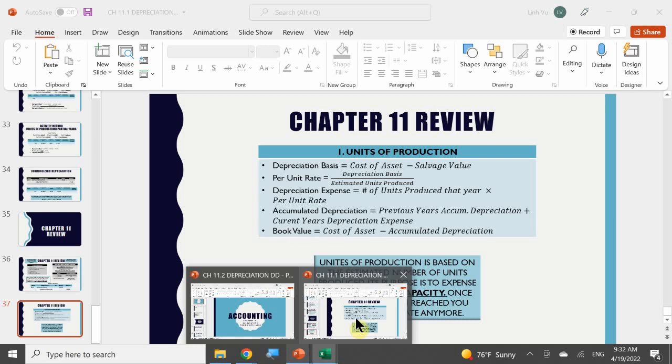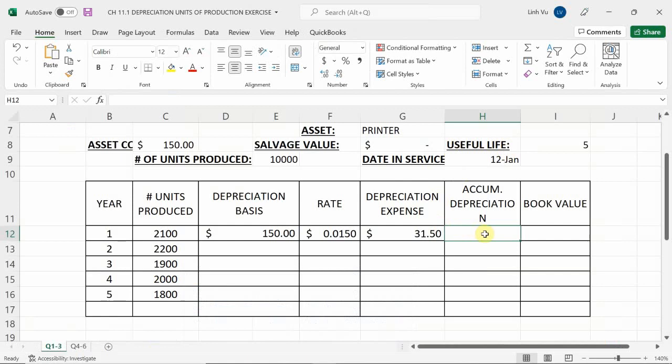Previous year's accumulated depreciation plus current year's depreciation expense. So in this case, do I have a previous year? No. So that's 0 plus what's my current year's depreciation? 31.50. So it gives you 31.50. So in this case, you can always memorize that the first one is just going to equal the depreciation expense for that one. Okay?